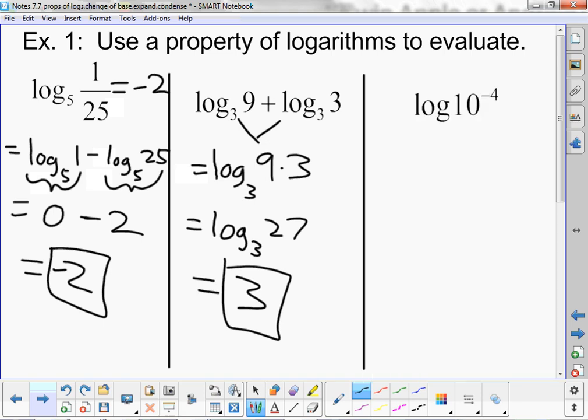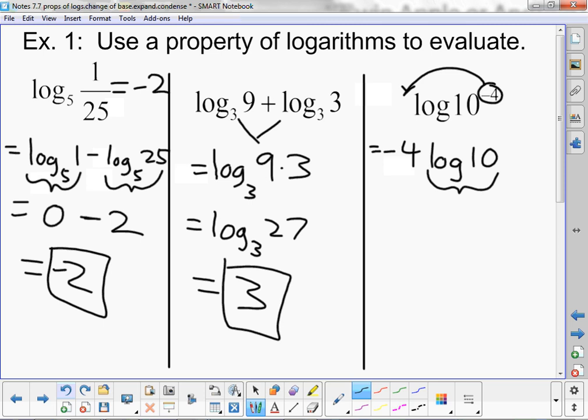And last one, log base 10 to negative 4. So this one we can use the power property, where that would just drop down in front. So negative 4 log of 10. Now keep in mind this is the common base. So technically there is a 10 down here, but you don't need to write it because it is the common base. If you want to write it because it helps you out, feel free to write it. But you should be thinking, 10 to what power is 10? That way we can evaluate this piece right here. So 10 to what power is 10? 10 to the first power is 10. So that ends up being 4 times a 1, which is a 4.